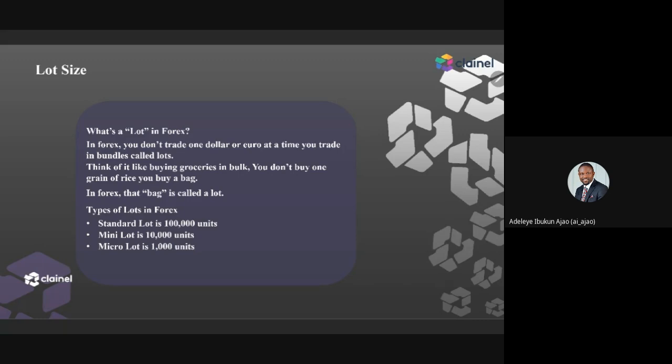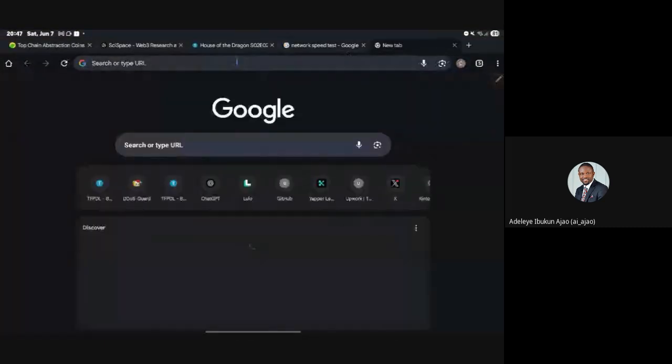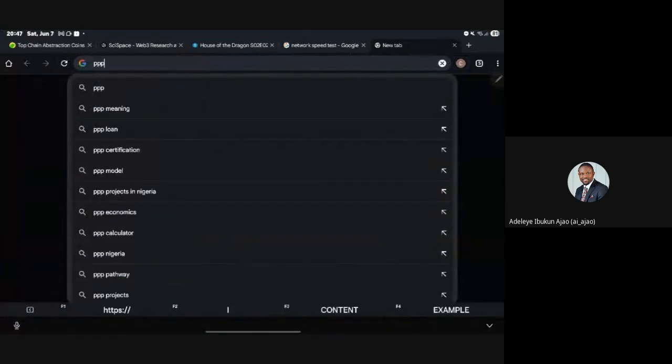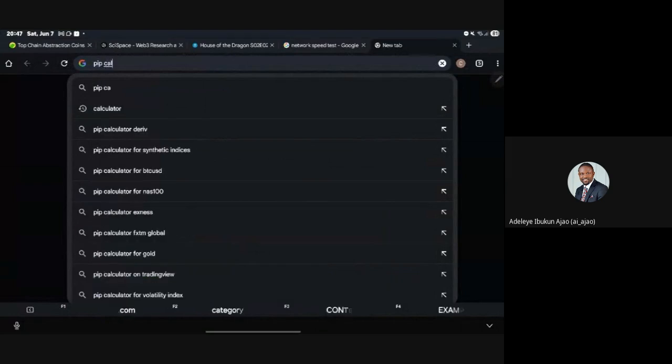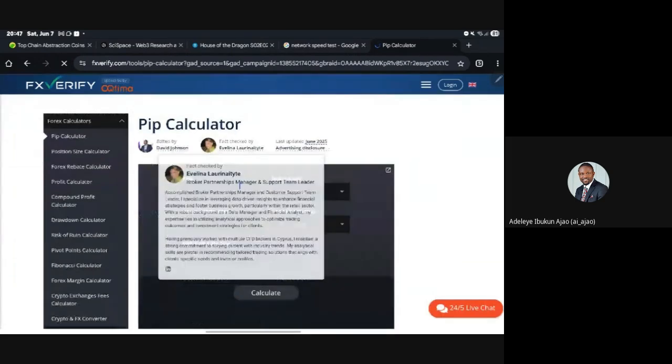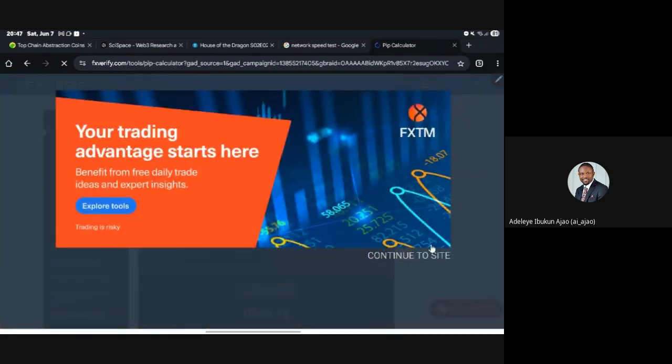You don't really have to do this in your head, but it's good you know how to do this because we actually have a pip calculator. You can get a pip calculator when you open your Chrome. I'm going to be showing you that now. You just search pip calculator. When you search that, you can use the very first one that comes up and you can use it to calculate how much each pip would be for you.